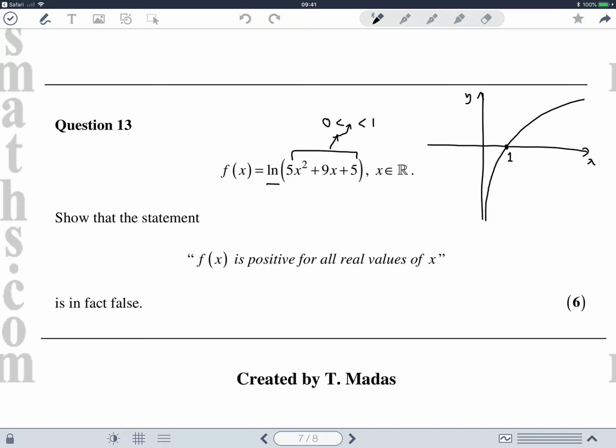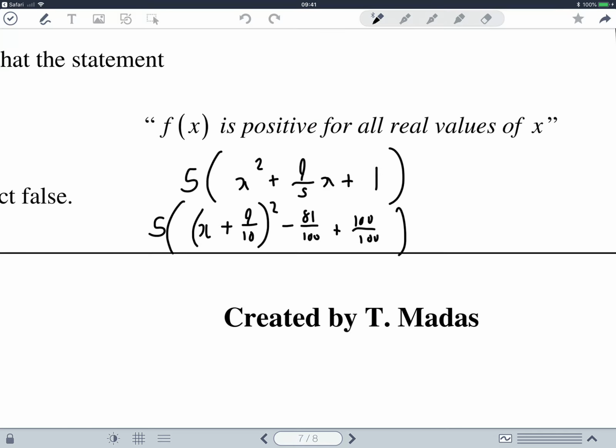So, well, how do I do that? Well, let's try completing the square on this. So I've got 5 lots of x squared plus 9 over 5x plus 1. So I've got 5 lots of x plus half of 9/5, which is 9/10, squared, minus that squared, which is 81 over 100, plus 1, which is 100 over 100. 100 minus 81 over 100 is plus 19 over 100.